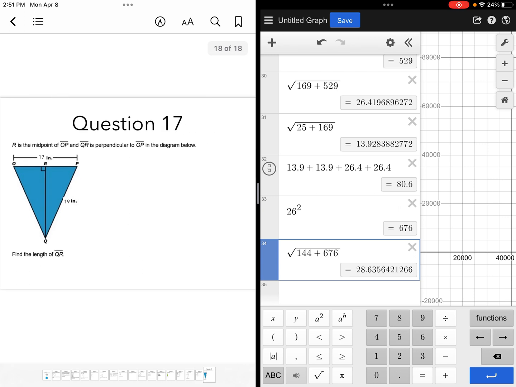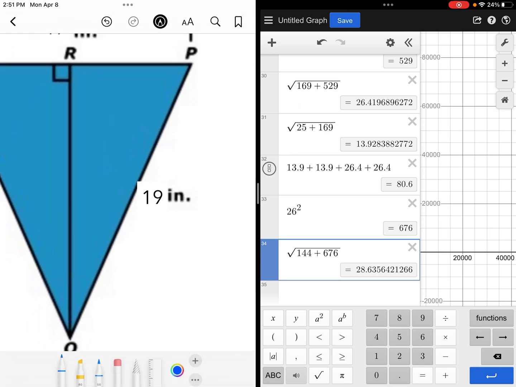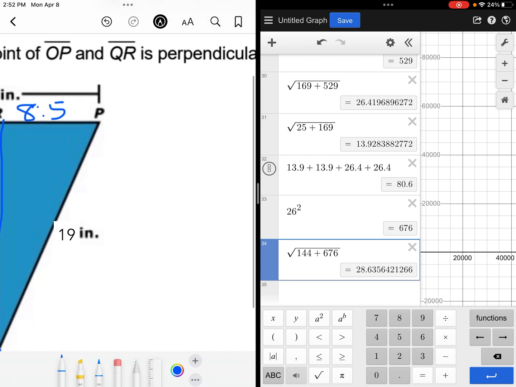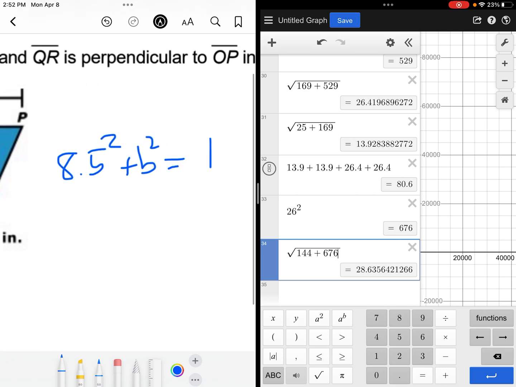All right, R is the midpoint between line segment O and P. Q and R is perpendicular, which means it makes a right angle to O and P. Find the length of QR. So they want to know this length. I know that I have to split this 17 in 2. So that's going to make this 8.5. So I have 8.5 squared plus b squared equals 19 squared.